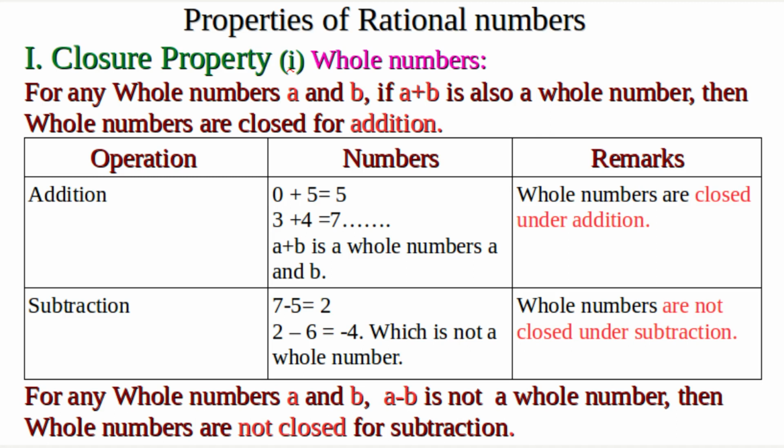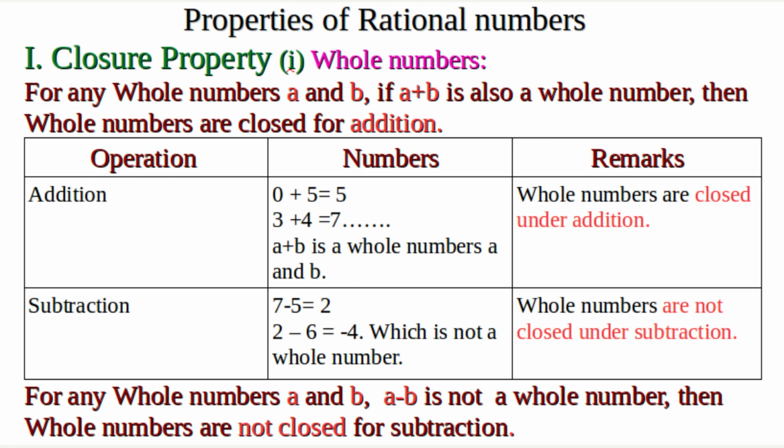Now we consider subtraction. When we consider two whole numbers and subtract, 7 and 5, both are whole numbers. Then 7 minus 5, answer is 2. Then another pair of whole numbers, 10 and 6. 10 minus 6, answer is 4. But what about 6 minus 10? 6 minus 10, answer is minus 4. Similarly, 2 minus 6, answer is minus 4.